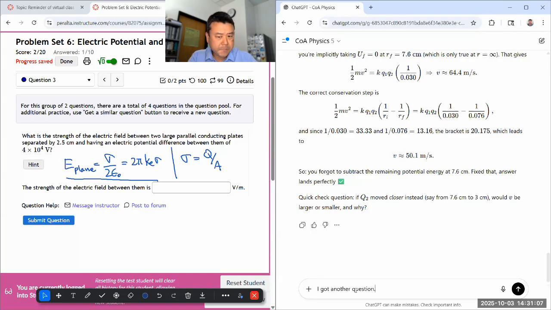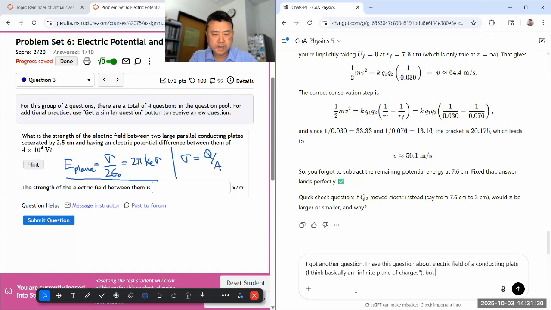I have this question about electric field of a conducting plate. I think basically an infinite plane of charges. But it doesn't look like the question gave me enough information to go on. I don't have the sigma or q. Can you help?